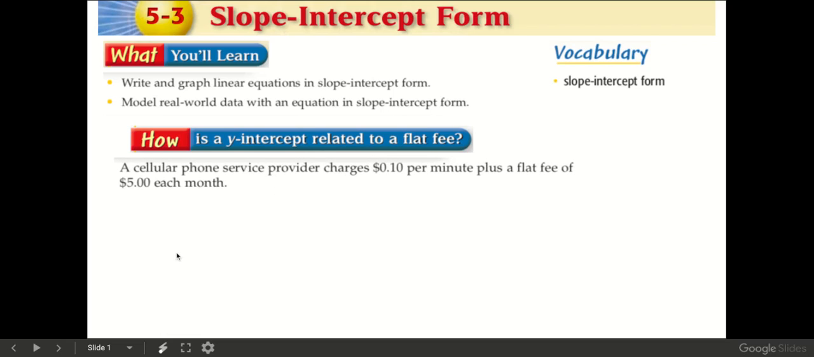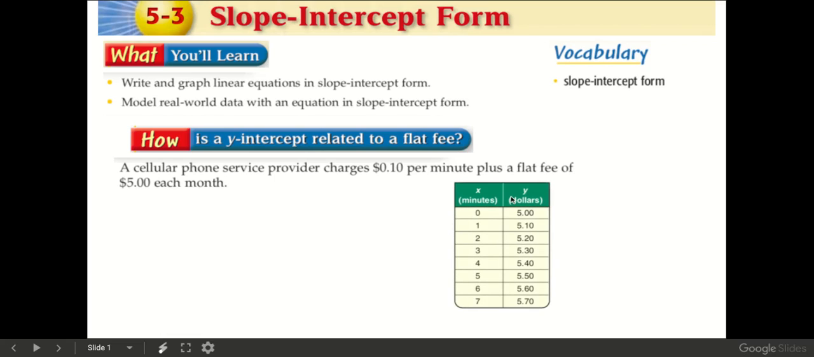So here's an example. It says a cellular phone service provider charges 10 cents per minute plus a flat fee of $5 each month. So if I talk 0 minutes, they're going to charge me $5, and every minute is going to add on 10 cents, right? So if I talk a total of 7 minutes, they're going to charge me $5.70.